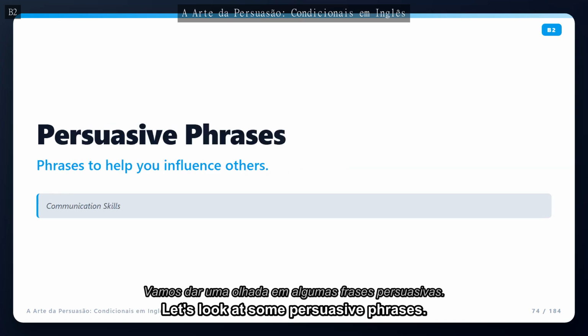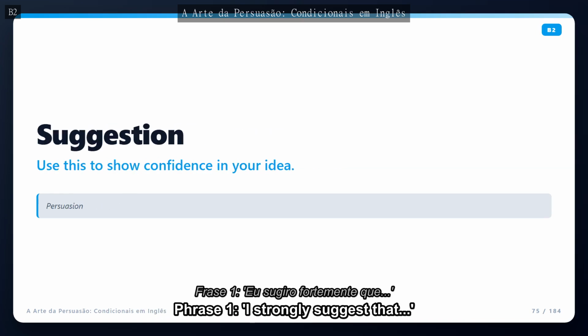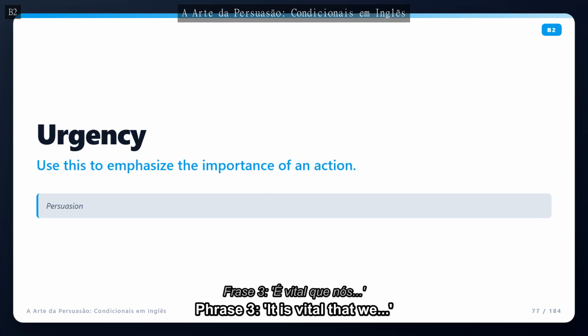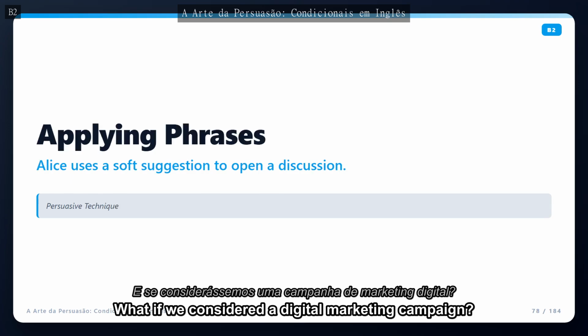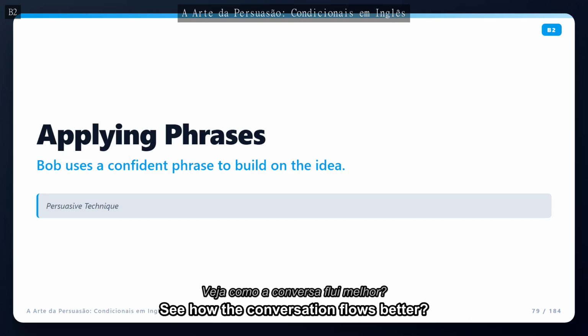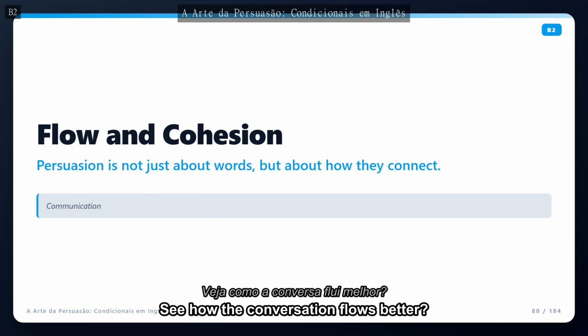Let's look at some persuasive phrases. Phrase 1. I strongly suggest that. Phrase 2. What if we considered? Phrase 3. It is vital that we. What if we considered a digital marketing campaign? I strongly suggest that we focus on social media. See how the conversation flows better?